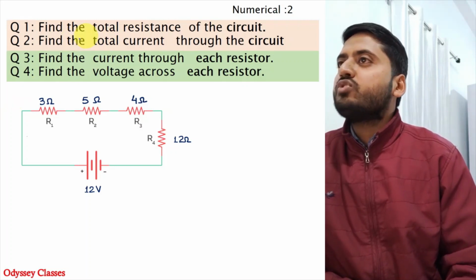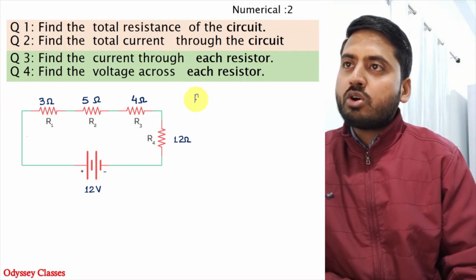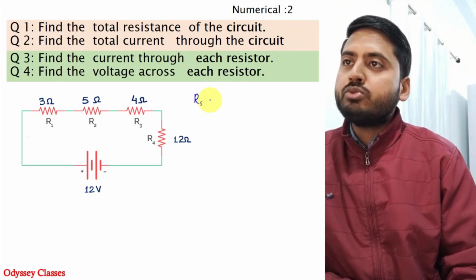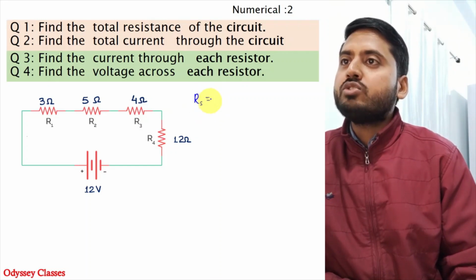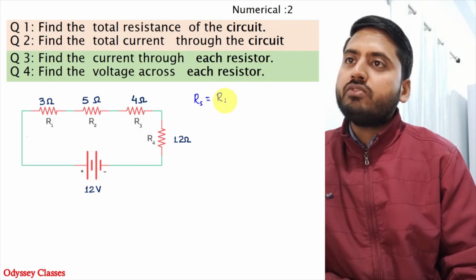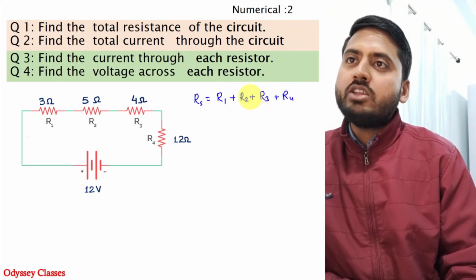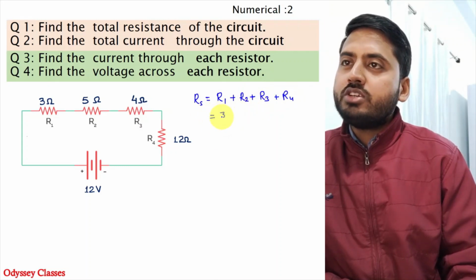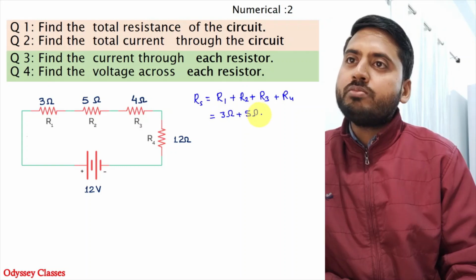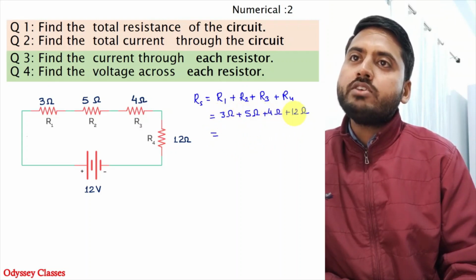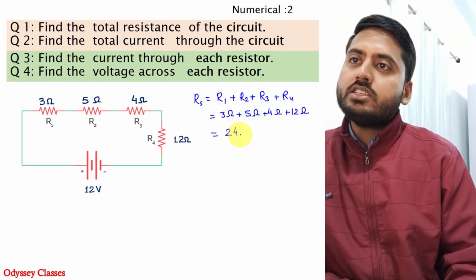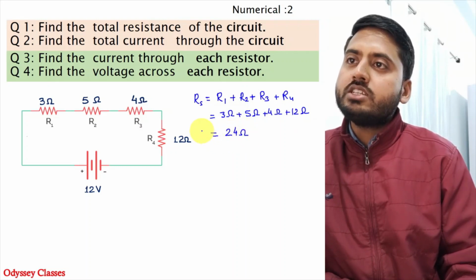The first question is to find the total resistance. I'll solve in the same manner, step 1, step 2, step 3 and step 4. So the first is to find the total resistance. So I can see there are 4 resistors. So I can write R1 plus R2 plus R3 plus R4. So let's add all the values. We have got 3 ohm plus 5 ohm plus 4 ohm plus 12 ohm. So how much is this? 3 plus 5, 8, plus 4, 12, and again plus 12 is 24 ohms.